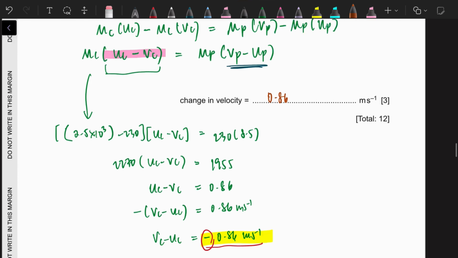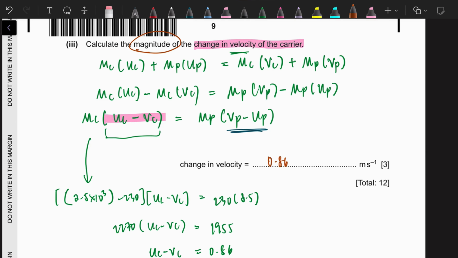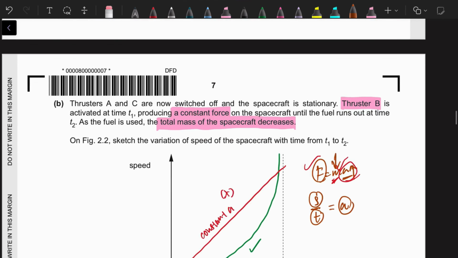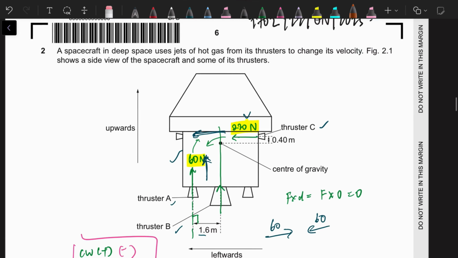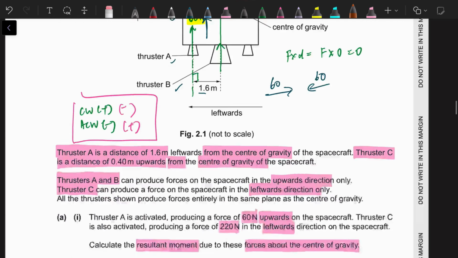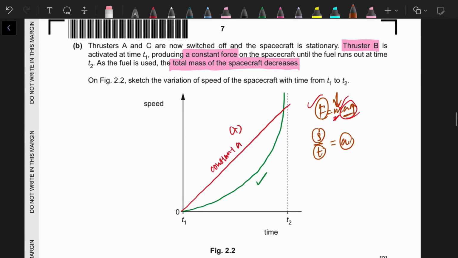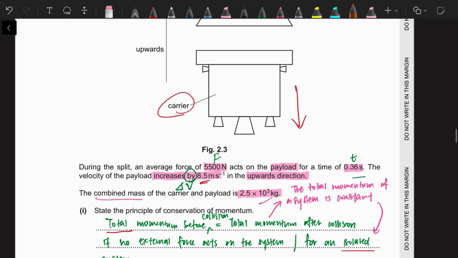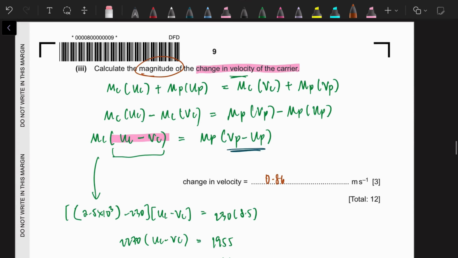Okay. Yeah. So actually that's about it. That's the entire spacecraft question. It's a mixture of a little bit of moments, then a little bit of application of your formula and understanding what is acceleration, how it relates to speed, then comes the principle of conservation of momentum.